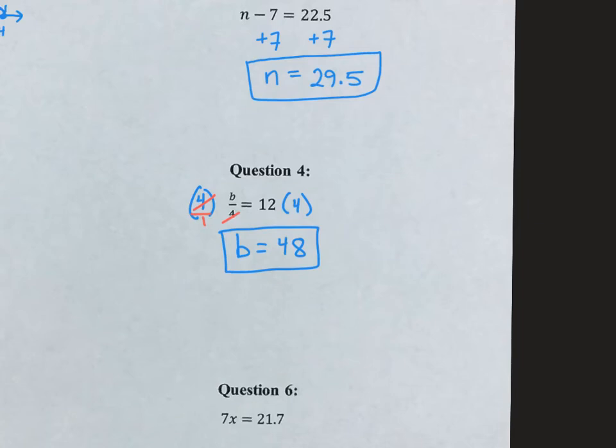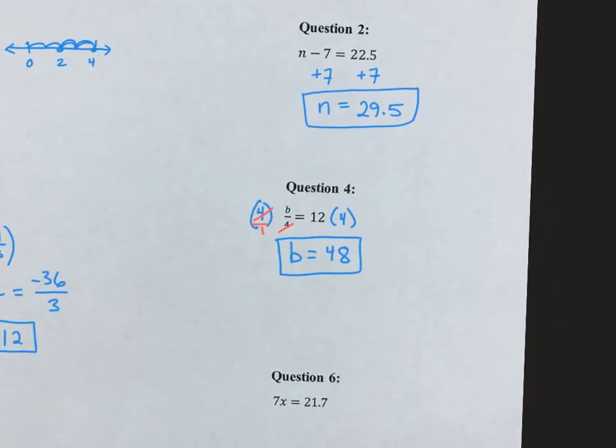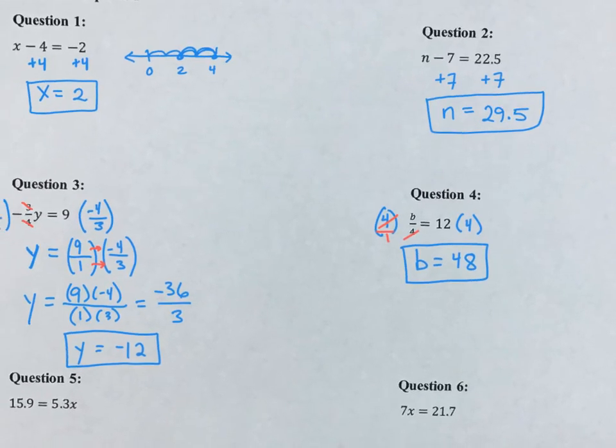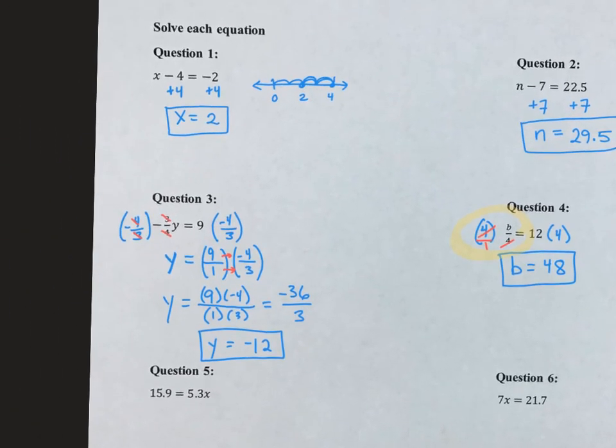Okay, so again, when you're working with fractions, you can either think about it as an inverse operation, where divided by, the inverse is multiplication, or you can think about it as getting rid of that fraction by multiplying by the reciprocal. Either way, that works for us. Now let's take a look at question number 5.